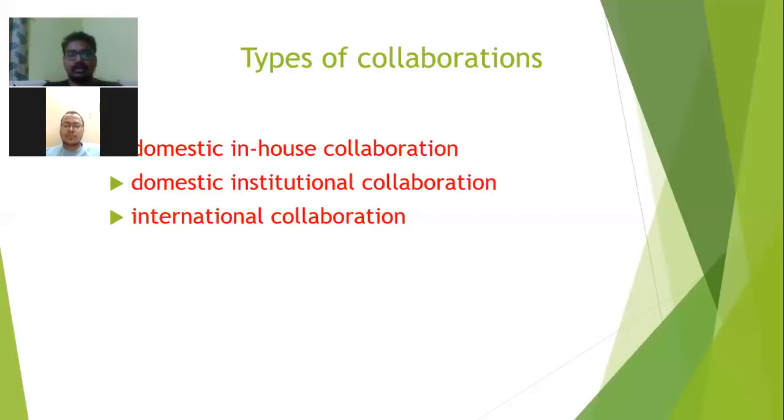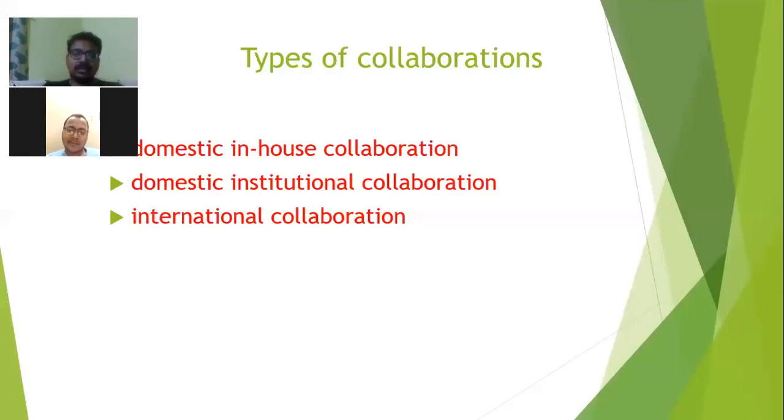The first one, the domestic in-house collaboration, is something that you do with your own peer group in your own institute. For example, suppose you are at IIT Kharagpur. If you are collaborating with certain researchers of IIT Kharagpur, or you are in a particular lab at IIT Kharagpur and you are collaborating only with the lab mates, then it is a kind of domestic in-house collaboration, because your geographical boundary is not outside that particular network.